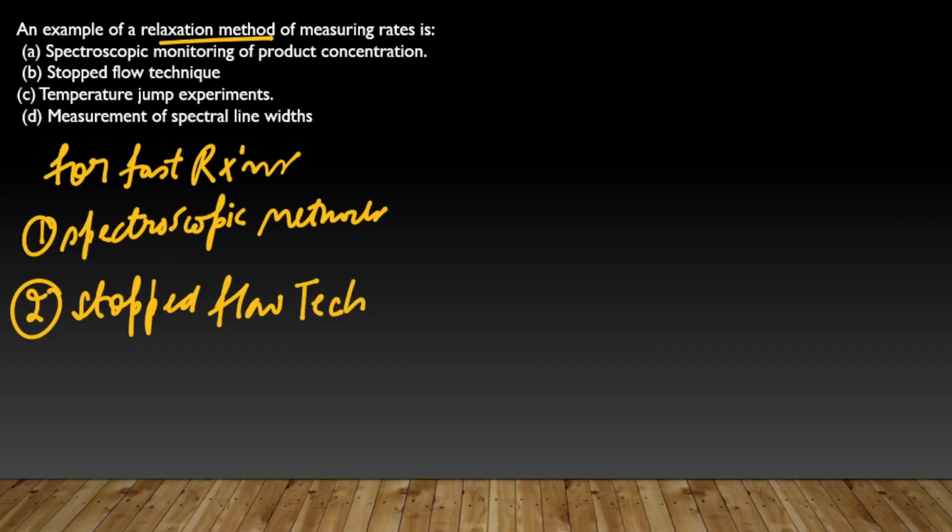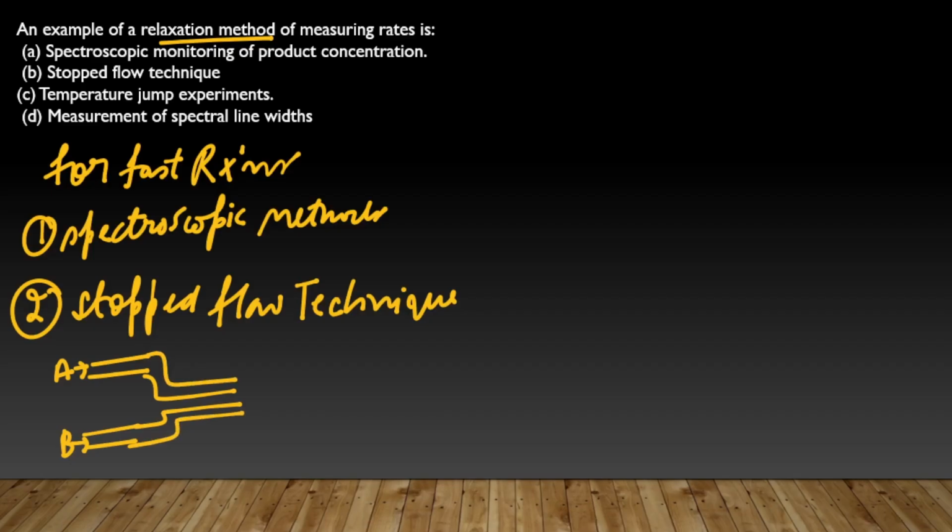What is this stopped flow technique? Here you have two reactants. Suppose this is reactant A, which you provide from this inlet, and from the other inlet you provide reactant B. Both of them are brought from the tubes and made to meet in one tube like this. So from here reactant A is coming and from here B is coming.